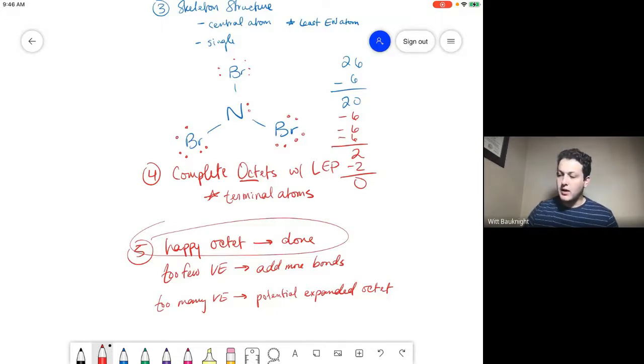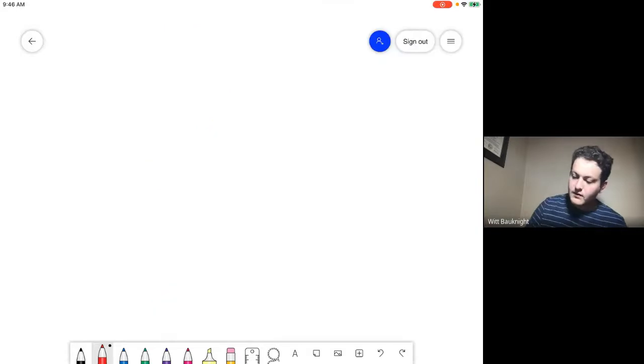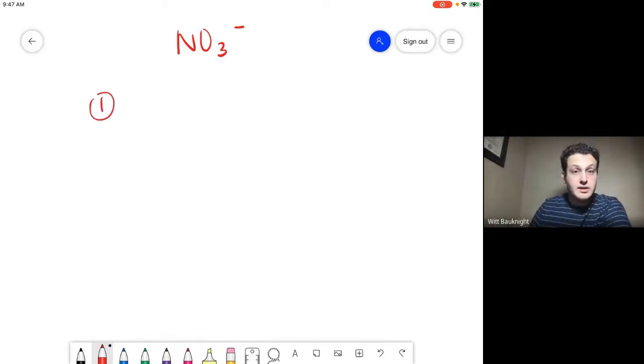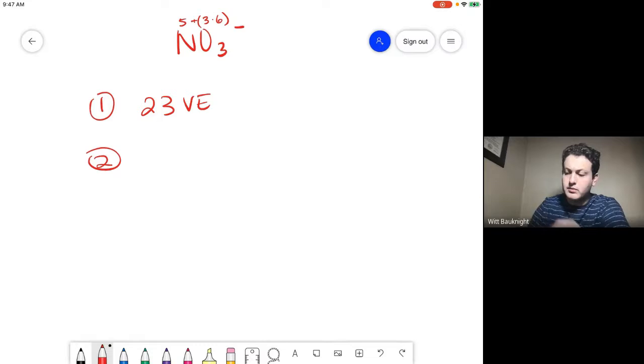Let's do another one. If I wanted to do the Lewis dot structure of NO3-, it's called nitrate. First thing I would need to do, sum up all the valence electrons. We got 5, 3 times 6. So that's 5 plus 18. That's 23 valence electrons.